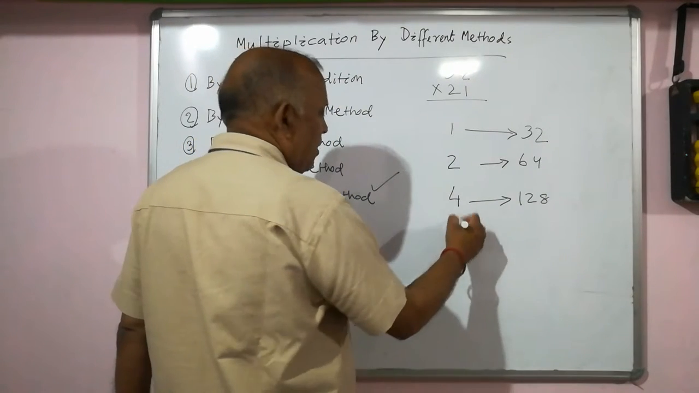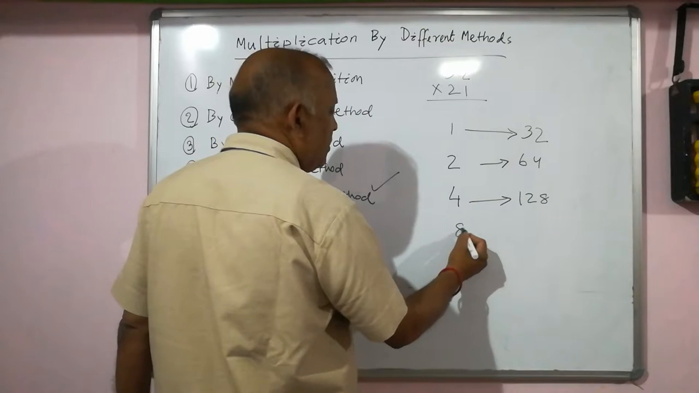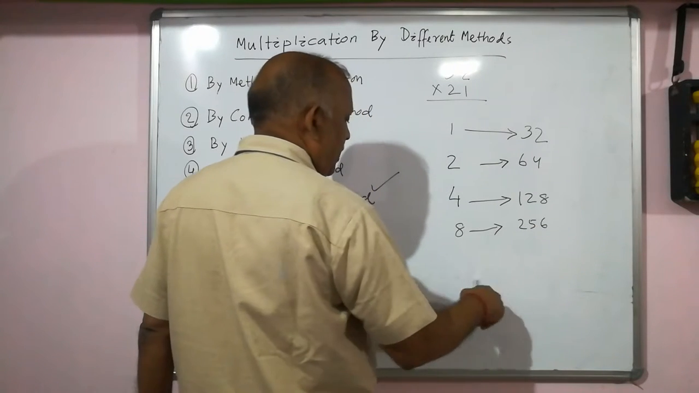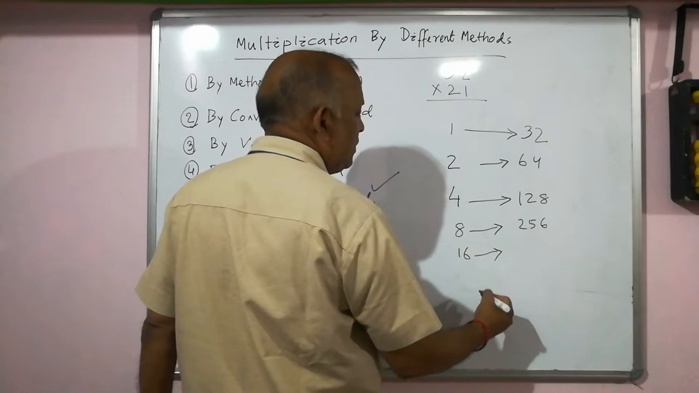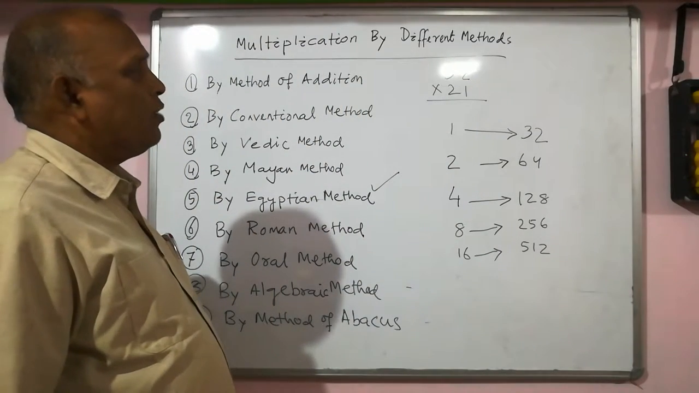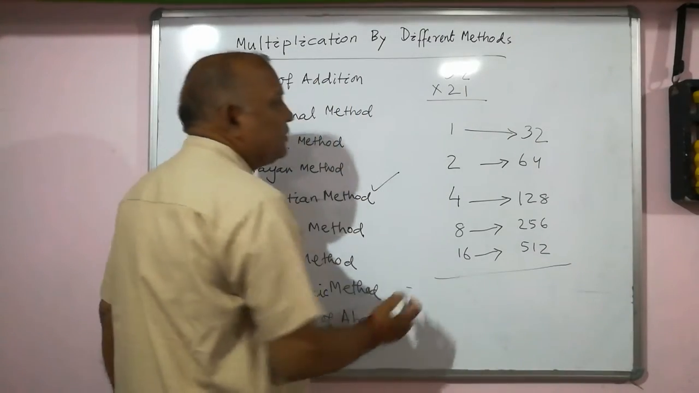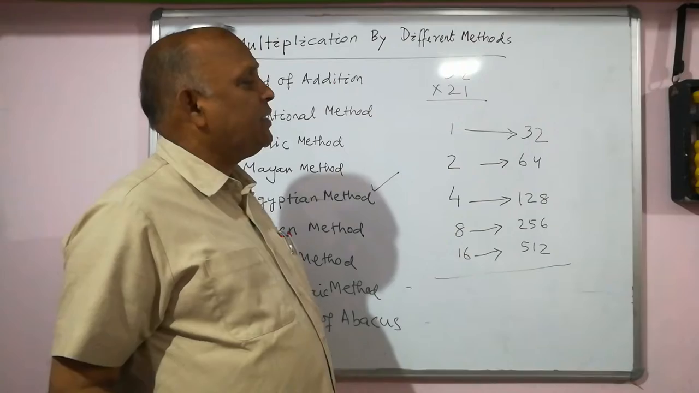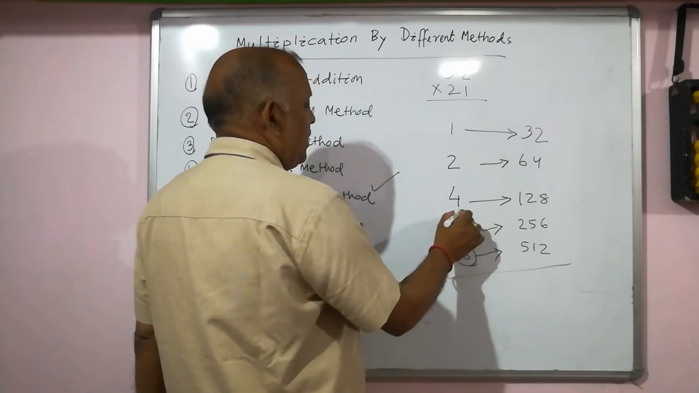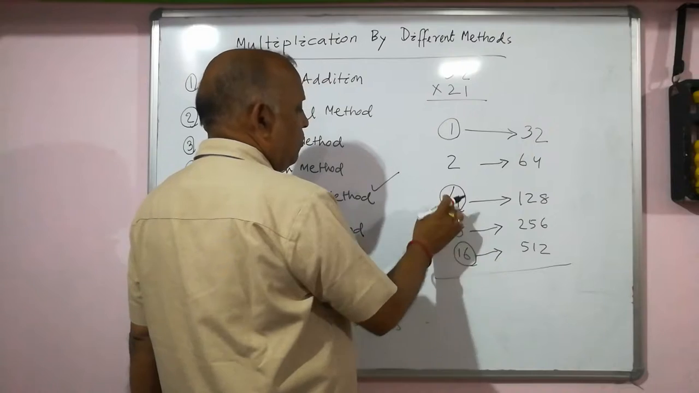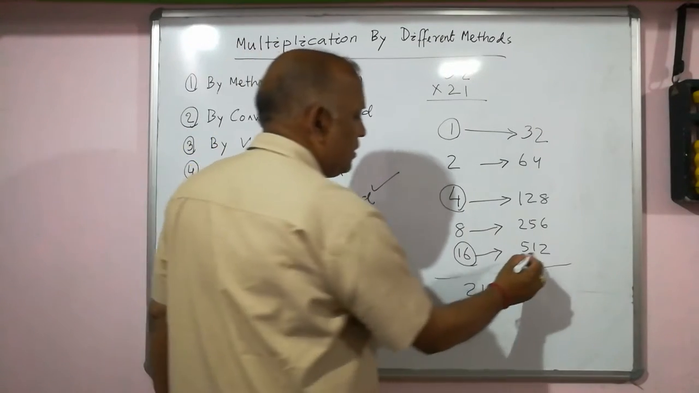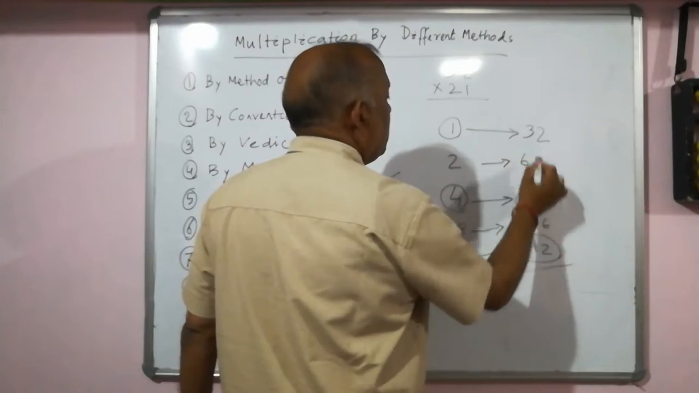Then again, twice of 4 is 8. 8 represents 256. Again double it, 16. 16 represents 512. Now we shall think of 21. We have to go for 21. 1 represents 32, so what does 21 represent? That is our aim, to find the multiplication. You see, we may take 16, we may take 4, we may take 1. 16 plus 4 plus 1 is 21. Then 21 represents this: 512, this is 128, this is 32.